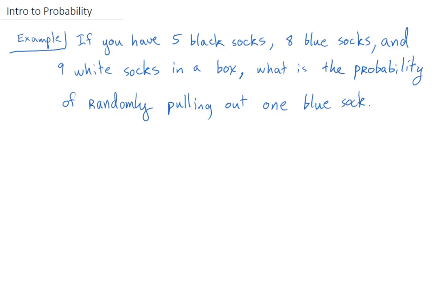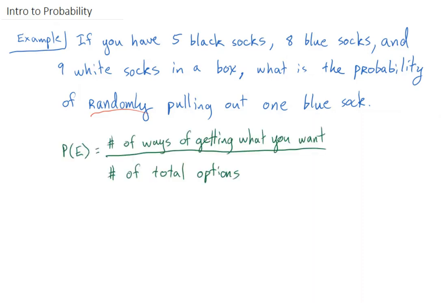Alright, so now that we see what probability is, and we have these boundaries of probability being between 0 and 1, let's look at a quick example. If you have 5 black socks, 8 blue socks, and 9 white socks in a box, what is the probability of randomly pulling out 1 blue sock? I throw the word randomly in there to say it's a blindfolded draw, all the socks are mixed up and they're not folded. So just randomly reaching in and pulling out a blue sock.